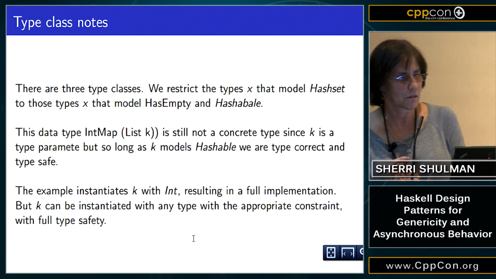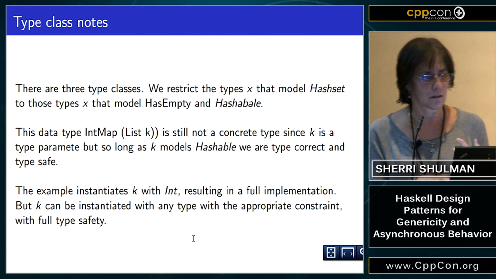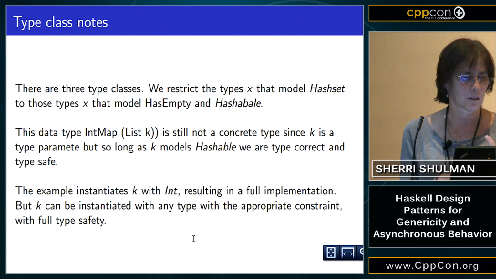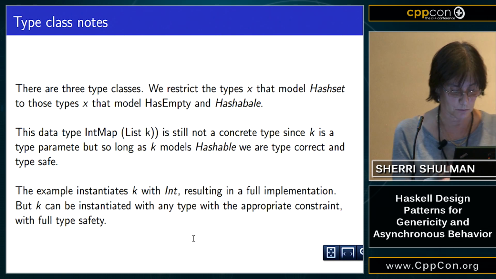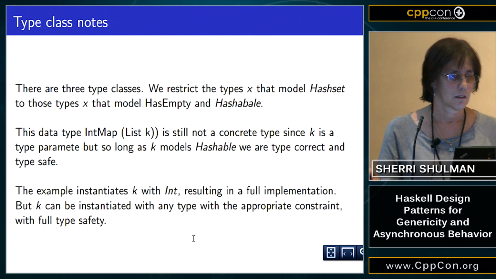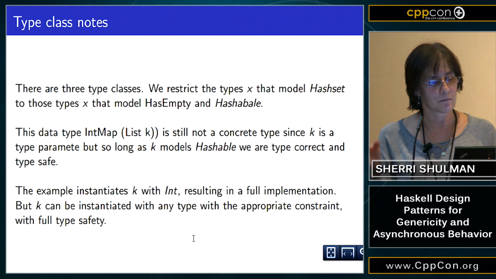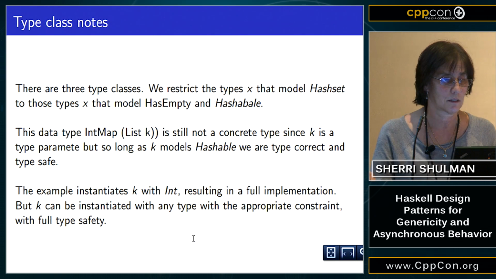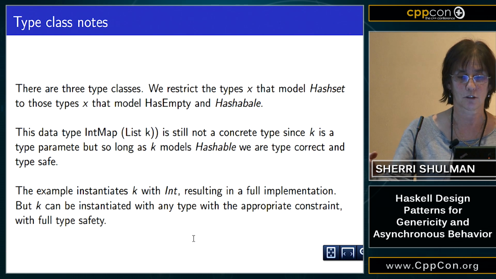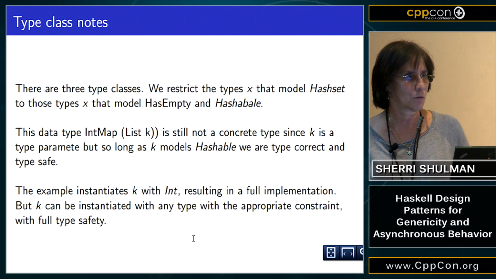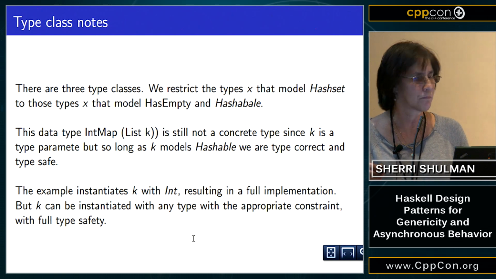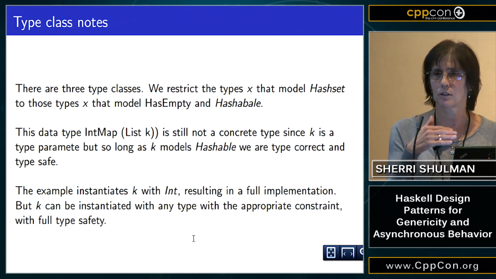All right, so there are the three classes we spoke about. We restrict the types X that model hash set to those types X that model has empty and hashable. This data type, the data type int map list k, is still not a concrete type since k is a type parameter. But so long as k models hashable, we're type correct. And all we need for an element in our hash table or a hash set is that it be hashable.